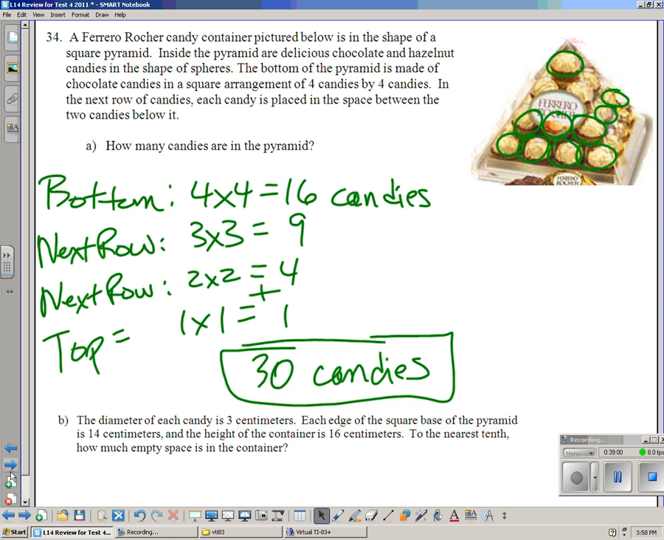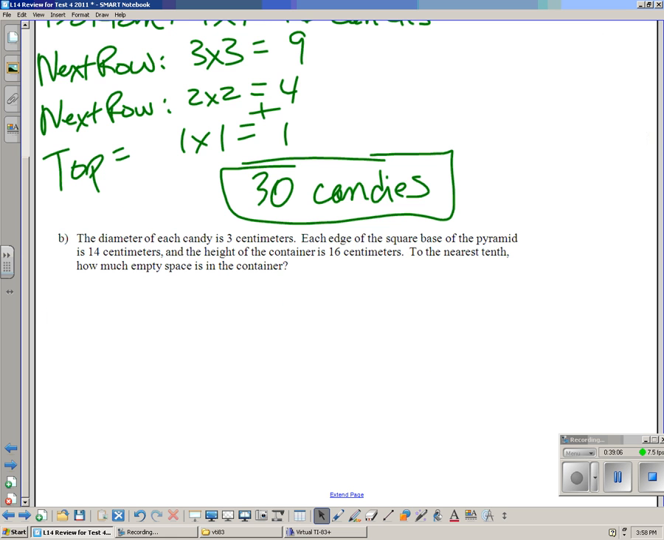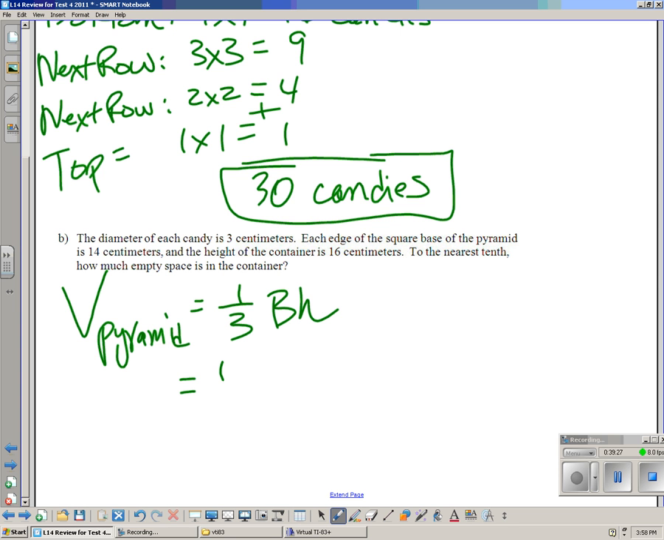Then it says the diameter of each candy is 3 centimeters. Each edge of the square base of the pyramid is 14 centimeters, and the height of the container is 16 centimeters. To the nearest tenth, how much empty space is in the container? Well, firstly, I want to figure out how much space is in the whole container. The whole container is a pyramid, so I want to get the volume of the pyramid, which is 1/3 big B times H on your formula sheet.